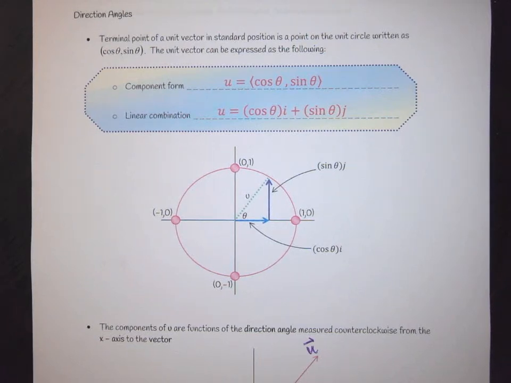We are going to take a look at direction angles. So first and foremost, when we're talking about direction angles, we are now talking about vectors in terms of trigonometric functions. In general, when we're talking about a trigonometric function, we use the unit circle.